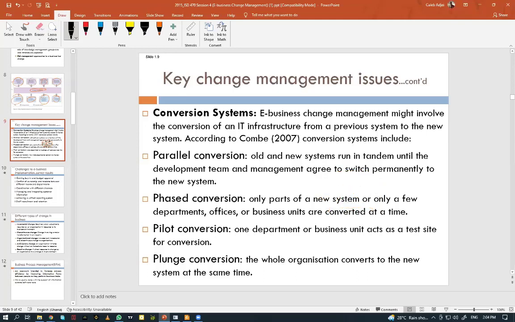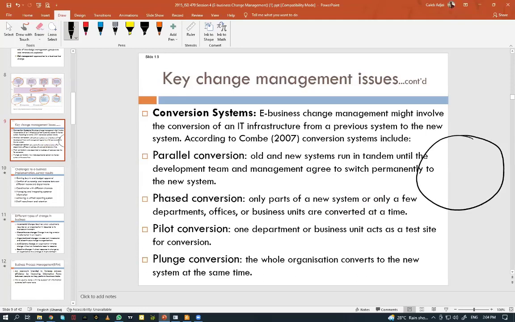Then also we have the pilot conversion. That is a whole system where we set one system as a pilot. What the pilot means is that it will be used to test the new system. When it is successful, we assume that it will be successful everywhere. So as soon as the pilot system is successful, we roll everybody on.